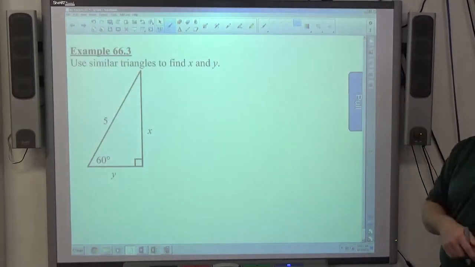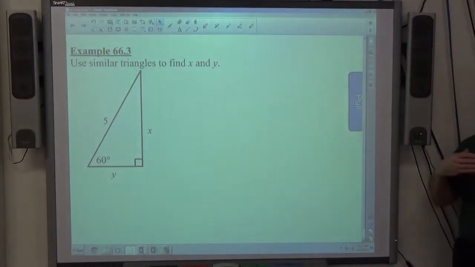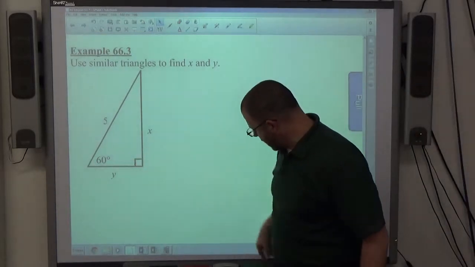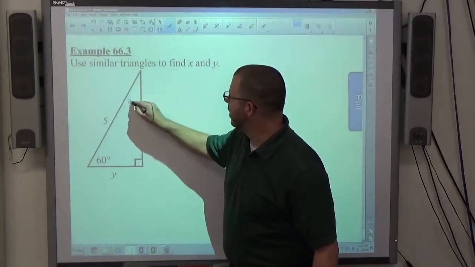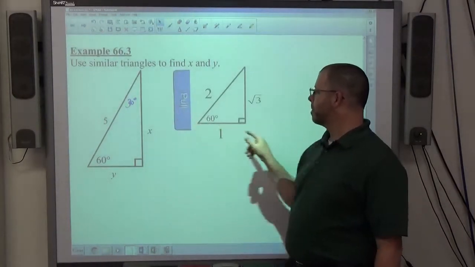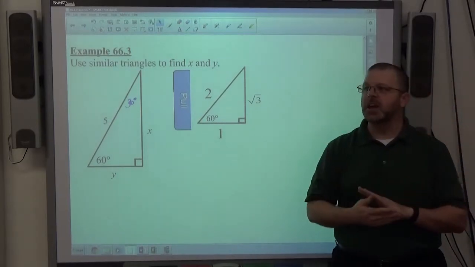It says use similar triangles. That's how they want you to do this right now. Use similar triangles to find x and y. Usually a similar triangles problem has 2 triangles, right? Once you see a 60 degree and a right angle, which means the other side's 30, you want to draw the 30, 60, 90 right triangle that is similar to it in the same shape. In other words, put the 60 degree and the 30 and the 90 in the same locations.